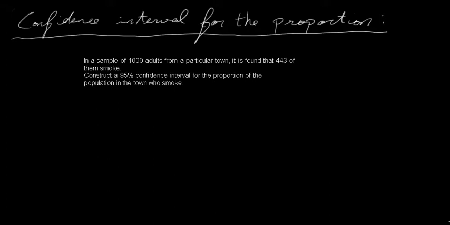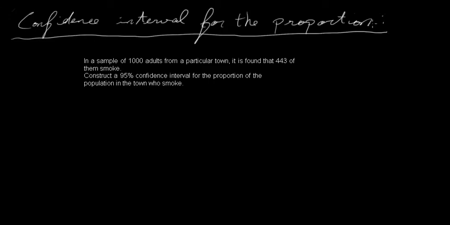Right, so in this video we're going to look at the confidence interval for the proportion. In the previous video we looked at the confidence interval for the mean, so we were taking a sample of the population and we looked at the mean of that sample, and from that we worked out a confidence interval for the mean of the entire population.